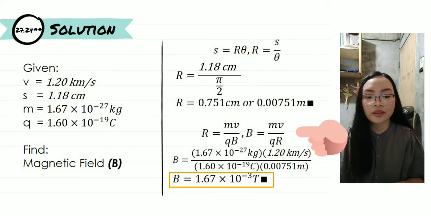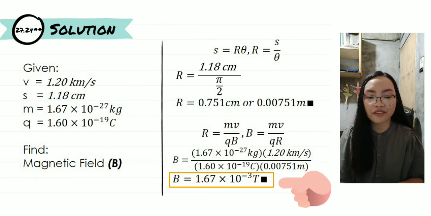Using this value, we will be able to find the magnetic field from the original equation. R is equal to the mass multiplied by the speed all over the charge multiplied by the magnetic field. And using derivation, we will get the value of the magnetic field, which is equal to the mass multiplied by the speed all over the charge multiplied by the radius. So by substituting all the values, we will obtain the magnetic field, which is equal to 1.67 times 10 to the negative 3 Tesla.